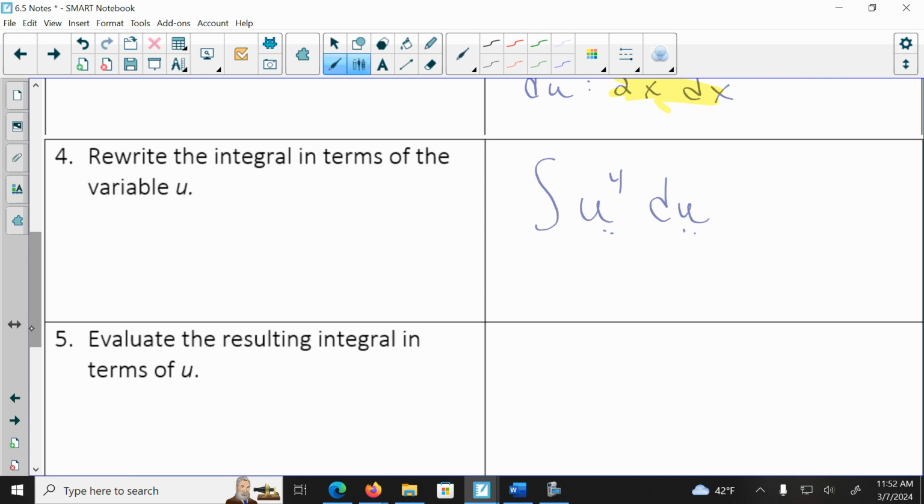Now I'm going to take the antiderivative of that u to the fourth, which would be what? What do I do when I take the antiderivative? I'm going to take u to the fifth over 5. What else? Because I don't have plus c. Plus c. We're going back to the plus c because I don't have a lower bound and an upper bound, so I need that constant.